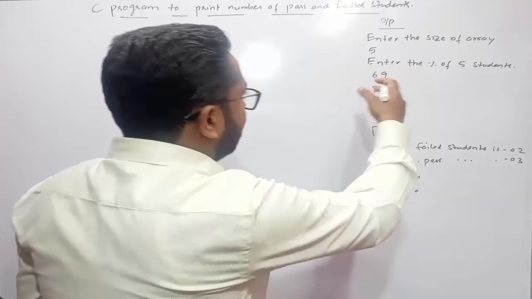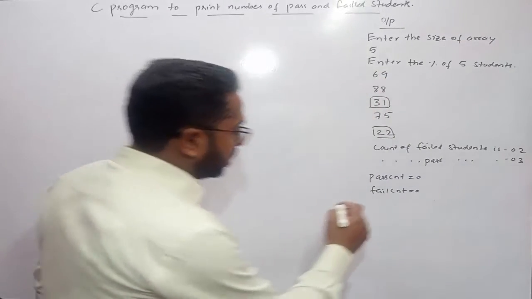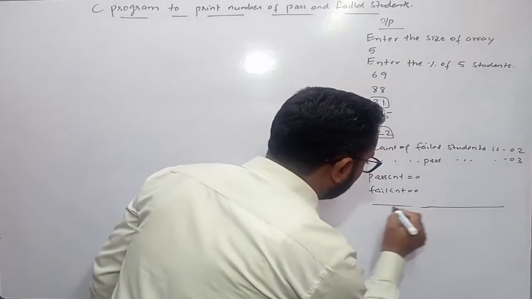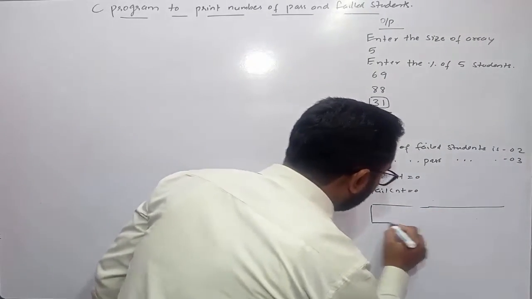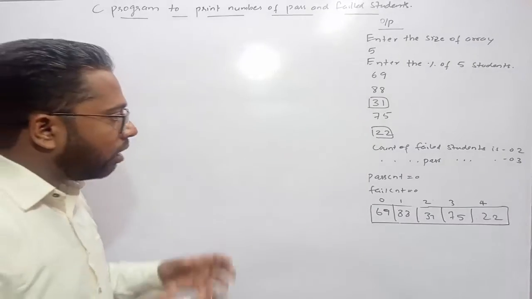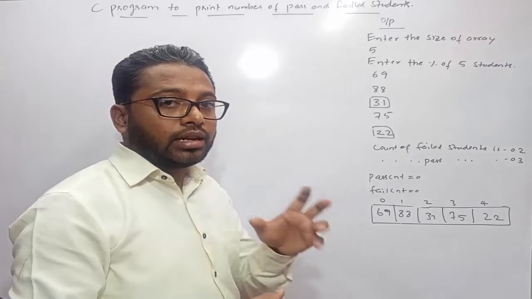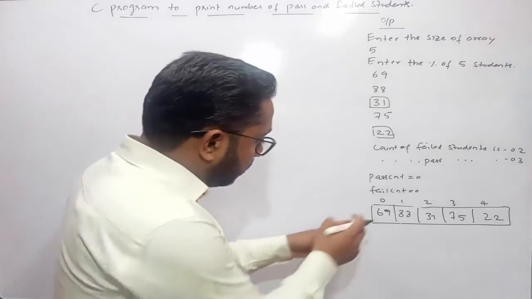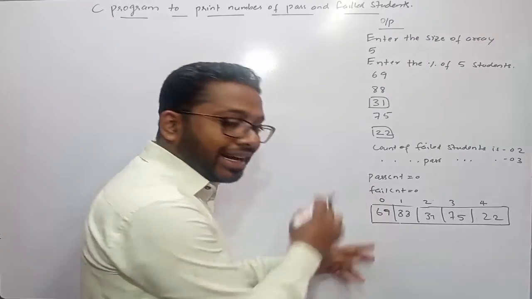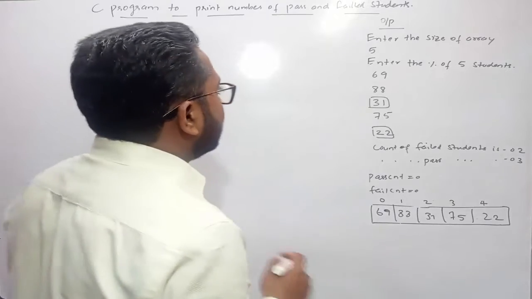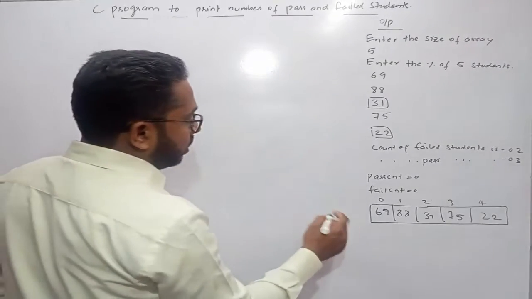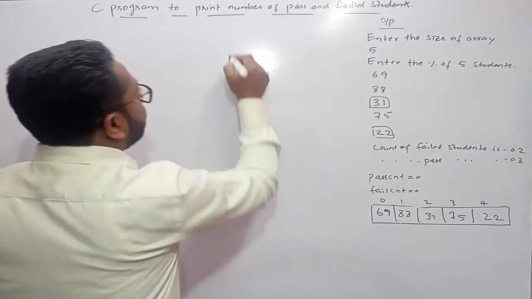Okay, so when the user enters these 5 marks they will get stored inside an array. Let us say 69. Our program should start scanning for a percentage lesser than 35 from the first index, that is 0. So let us write the logic. I should start from this point.